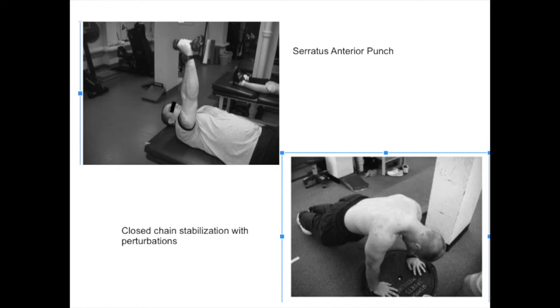The picture at the top left depicts supine serratus punches, which are an example of an early scapular stabilization exercise. On the bottom right, you will see a closed chain stabilization on a Bosu ball with perturbations, which is a much more advanced exercise for a patient with posterior shoulder instability.